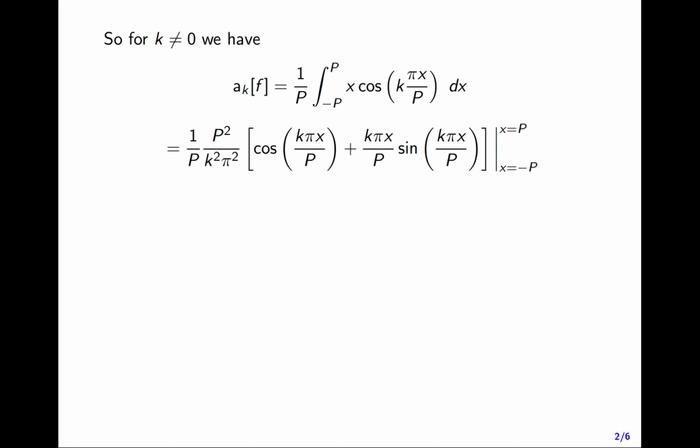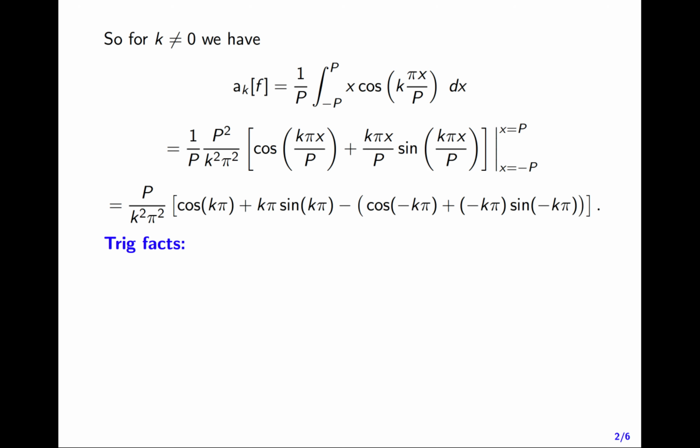So let's plug in x equals p and minus p and do the actual subtraction. I have a 1 over p and a p squared multiplied together, so I'm going to lose a power of p. So here's what I get: p over k squared pi squared times this large expression, cosine of k pi plus k pi sine of k pi, minus the large expression, cosine of minus k pi plus minus k pi times sine of minus k pi. So basically x's get replaced by p's or minus p's, and either k pi's or minus k pi's result.